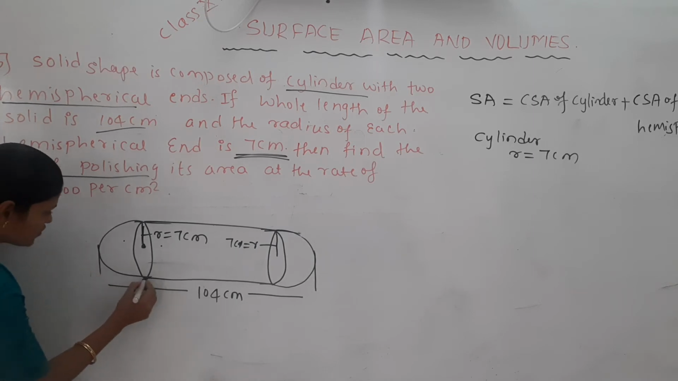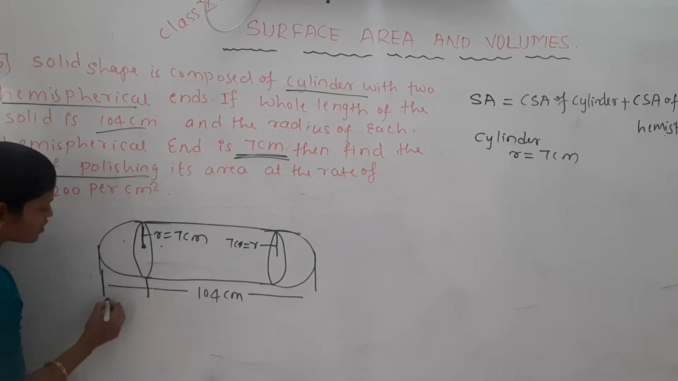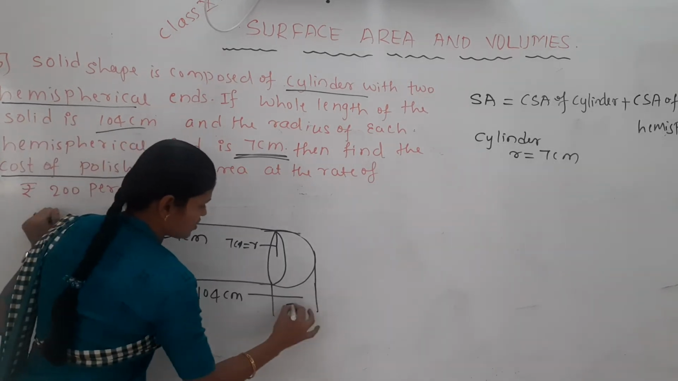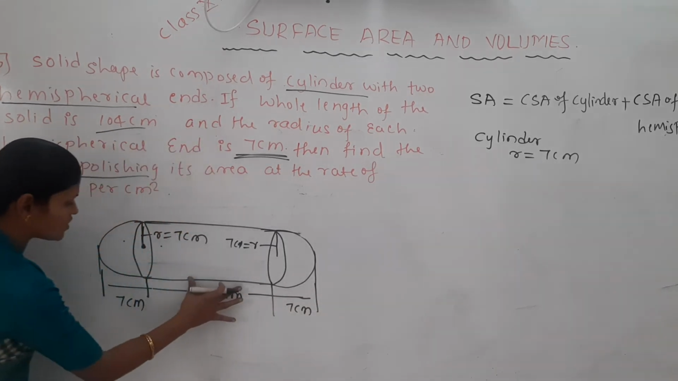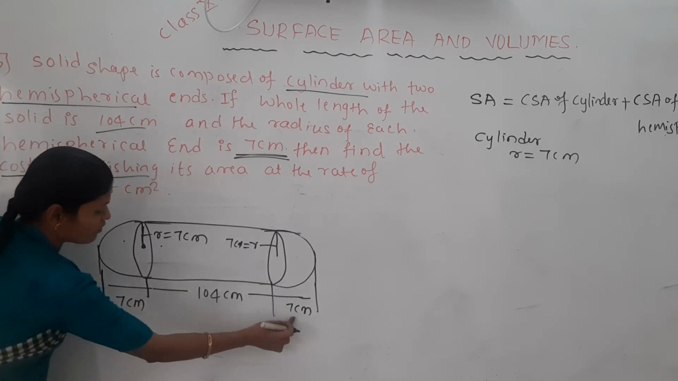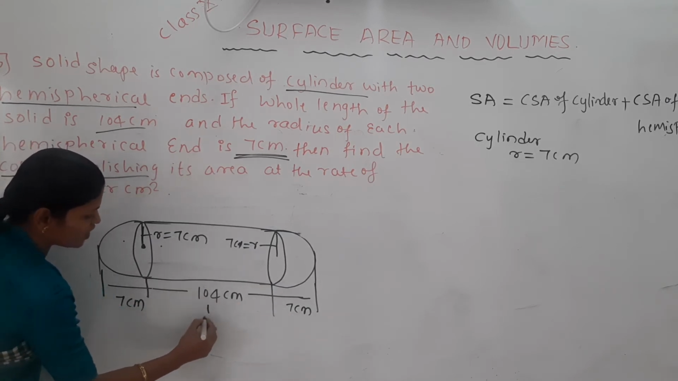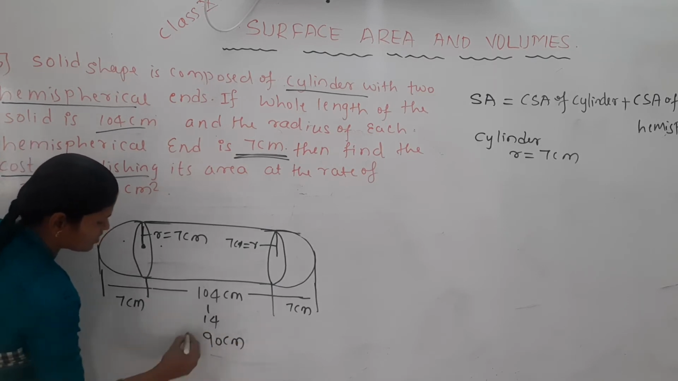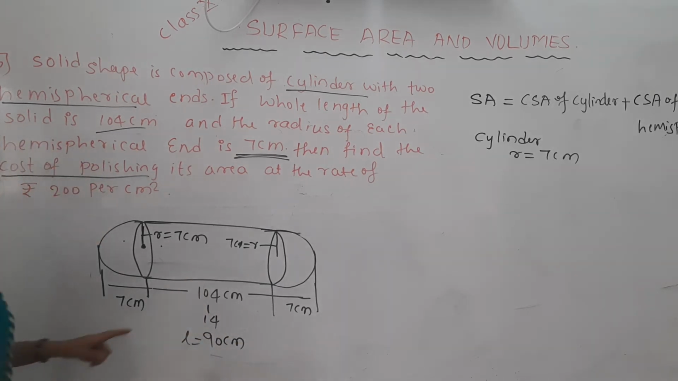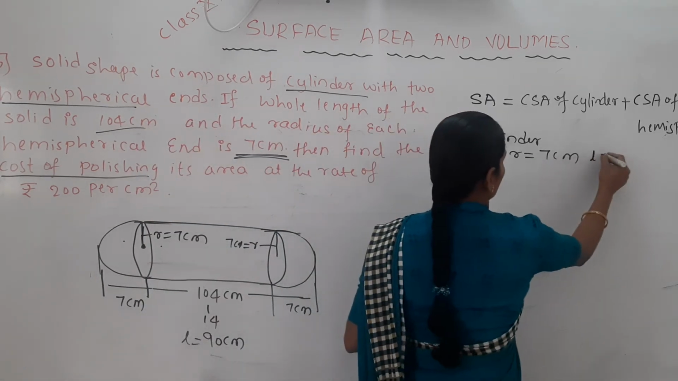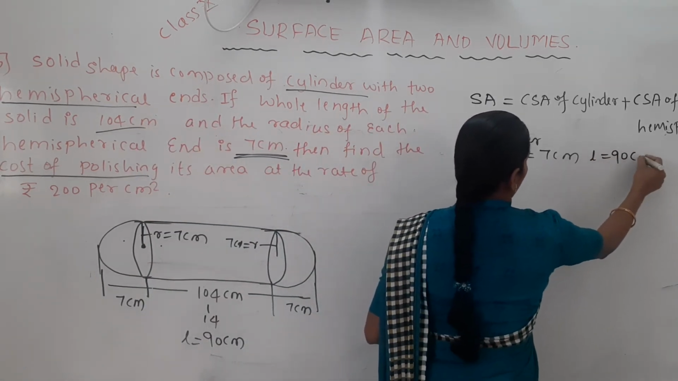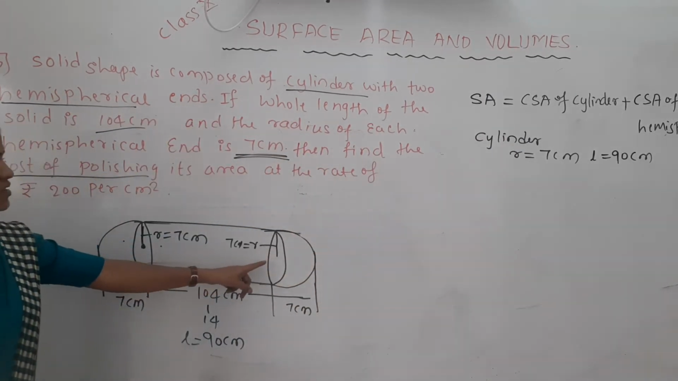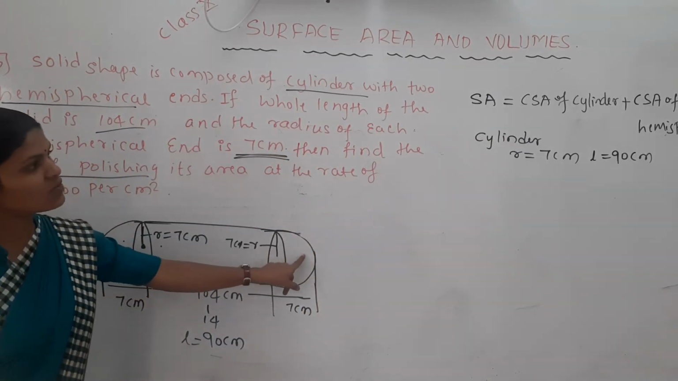Then, what is the length here? This is up to here. This is the radius of the hemisphere, means how much is it? 7 centimeter. And here also 7 centimeter. If you remove these, what is the length of this cylinder? 7 plus 7, 14 centimeter. If you remove it from the 104, you will get 90 centimeter as the length of this cylinder. Okay, the length of the cylinder is 90 centimeter.